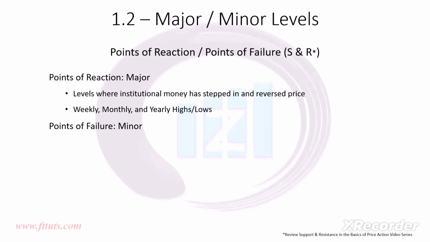Now we have our points of failure. Now this is our support and resistance on a lower time frame that has failed to reach these major levels. It's usually denoted by long wicks, but it's basically where traders have tried to push price either up or down and it has failed. And that's where we get our wicks from, is we see that price has tried to reach those levels one more time, but it has failed to reach them. And that's going to give us a lot of our support and resistance levels on our lower time frames.